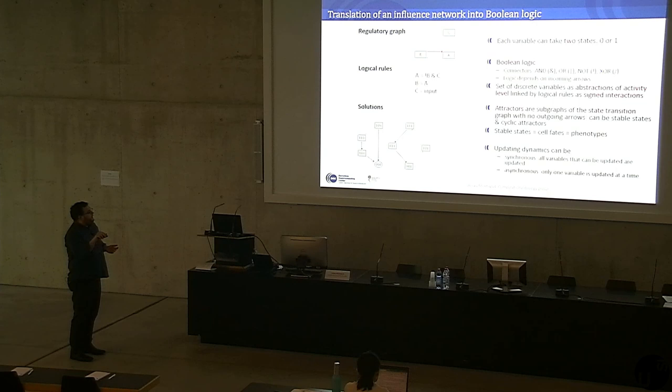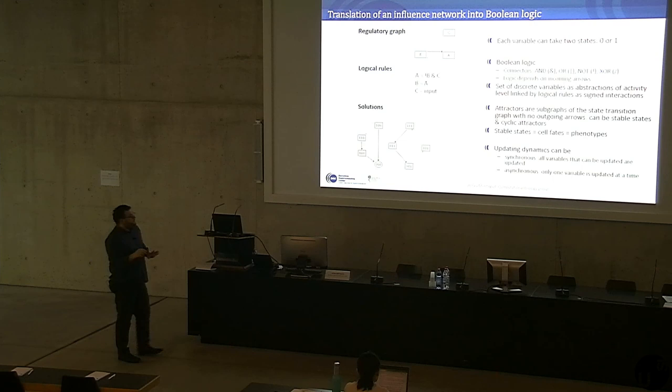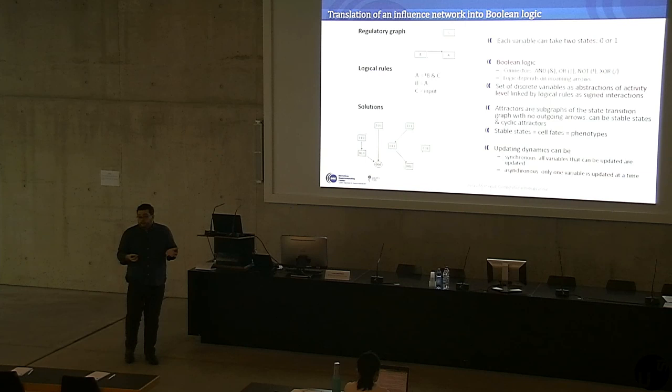But if all of them are activated, what you end up in is a cyclic attractor, and you will not get out of this. So we have two kinds of solutions, stable states and cyclic attractors. In our case, the stable states are what we call phenotypes, cell behaviors, cell fates. So it can be growth, death, apoptosis, etc.